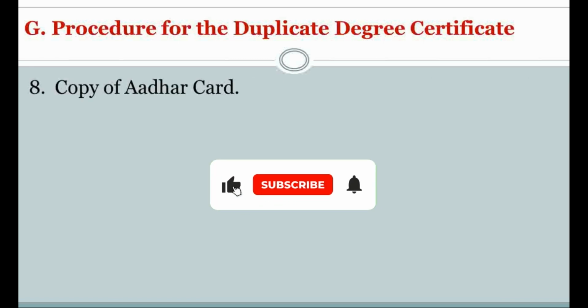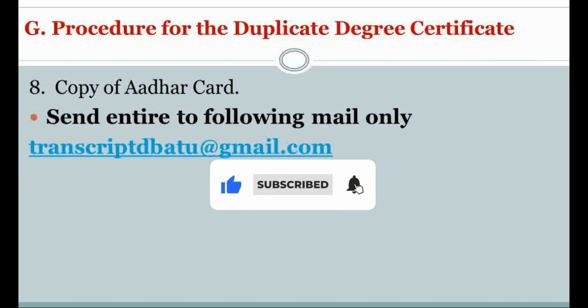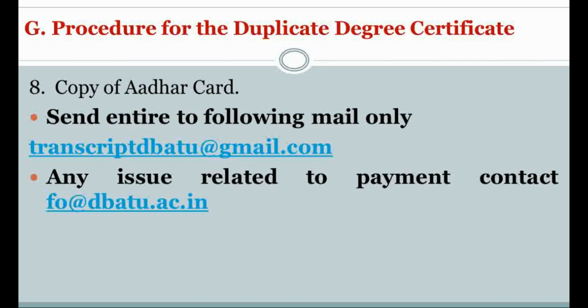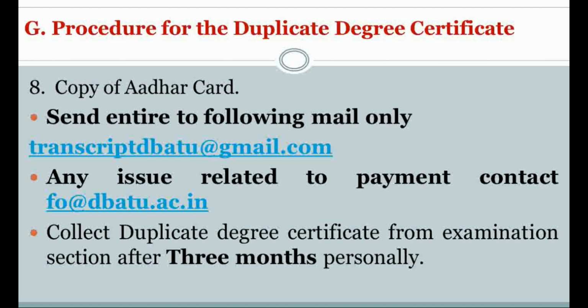Also a copy of the Aadhaar card is required, and all these documents you have to send by email to transcriptdbatu@gmail.com. For any payment related issues you can contact fo@dbatu.ac.in. After the completion of all these processes, you can collect your duplicate degree certificate from the examination section. After 3 months, you have to go personally to the university and take your duplicate degree certificate. So this is the process for the duplicate degree certificate.